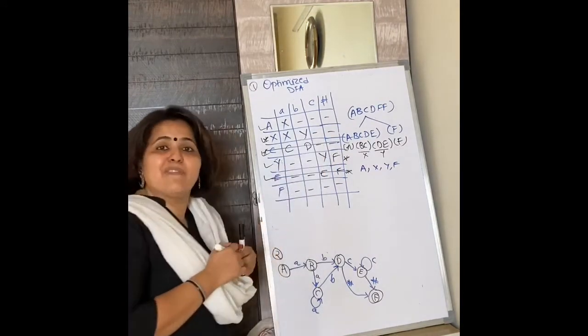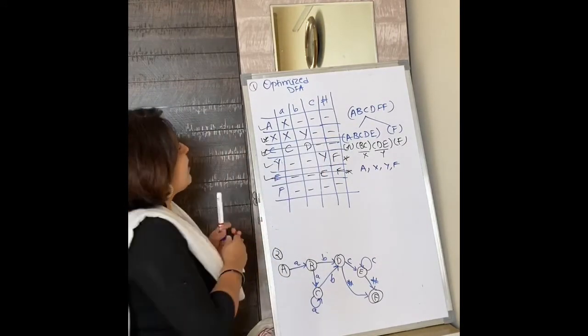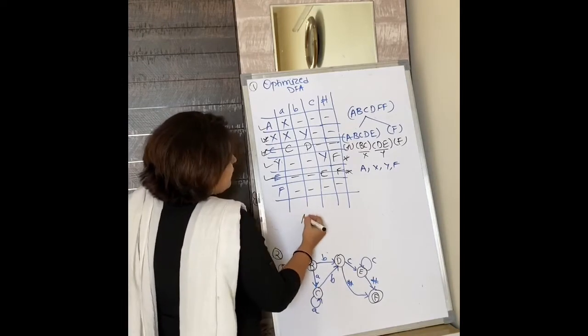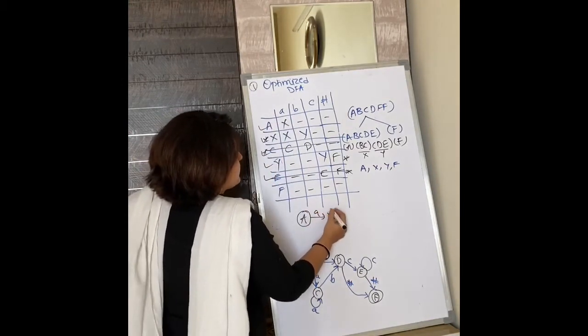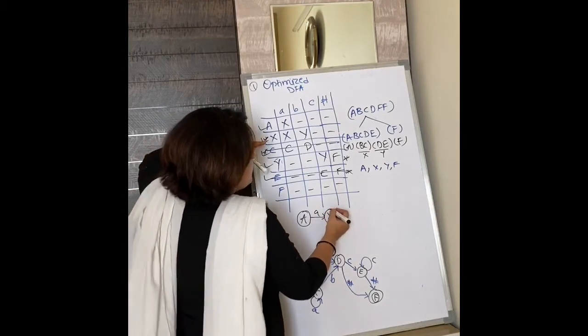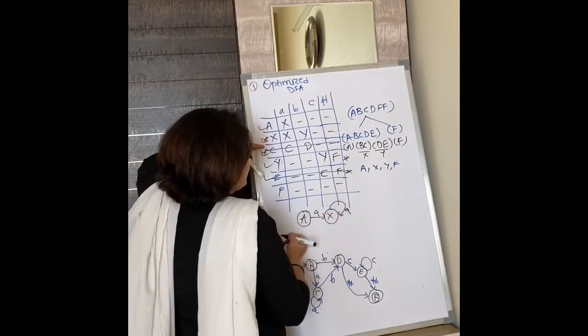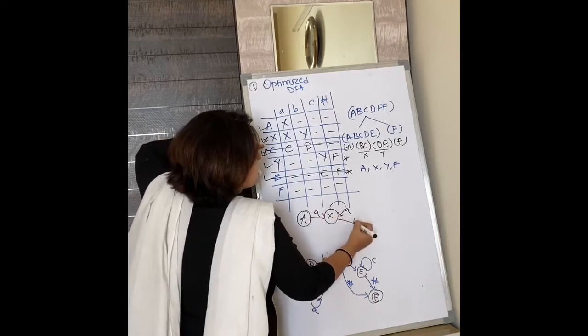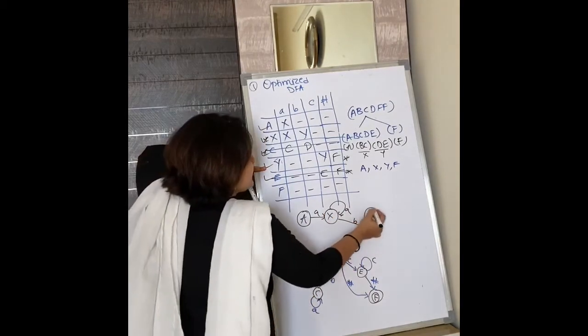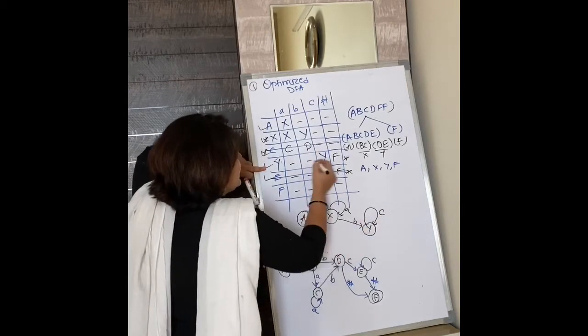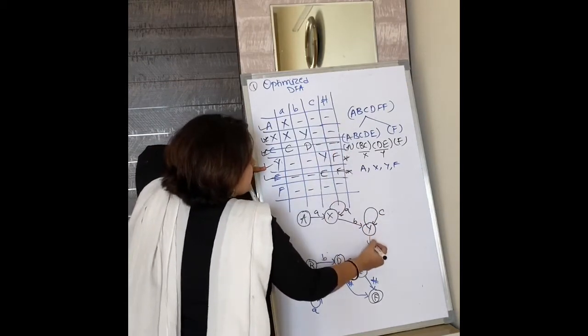After these replacements are done, we have to draw the equivalent optimized DFA. So how are we going to start? For the set A, if you input small a, it is going to X. From X, if you input small a, it is going to X itself. If you input small b, it is going to Y. From Y, if you input small c, it is going to Y, and if you input hash, it is going to F.